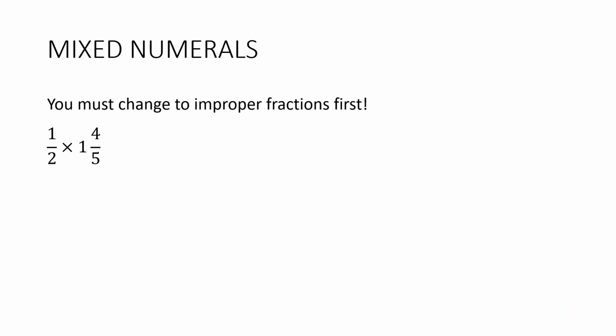Okay, let's try a harder question. This one's got a mixed numeral in it, so we really need to use our method, but we have to change to improper fractions first. The half we don't need to change, it's already a proper fraction, but this one we need to change to improper. Do you remember how to do it? We go around the world. 5 ones are 5 plus 4 is 9, so it's 9 over 5. Now we multiply across the top, multiply across the bottom. 1 times 9 is 9, 2 times 5 is 10. There's our answer.